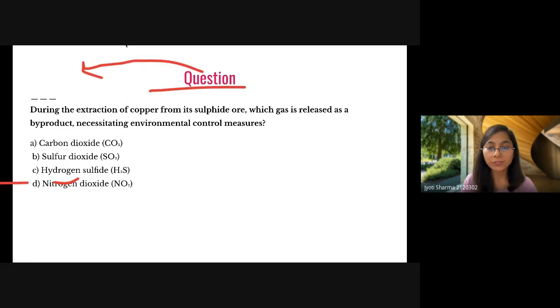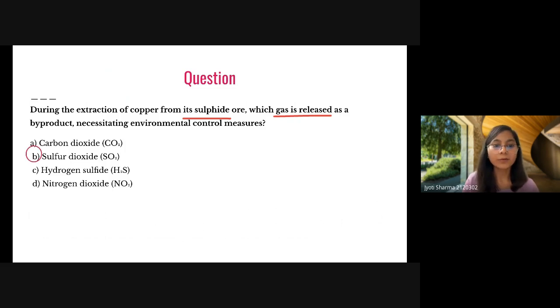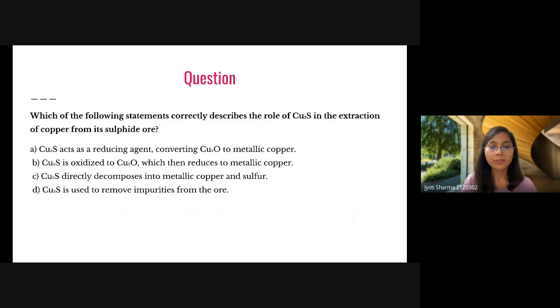Coming to the next question, I'm just skipping everything very quickly. Here, if we want to extract the copper from the sulfide ore, which gas is released as the byproduct? Of course, this is sulfur dioxide that will be released. These are more questions on how we can extract the copper from sulfide ore. And here copper sulfide will act as the reducing agent that will convert copper oxide to metallic copper.